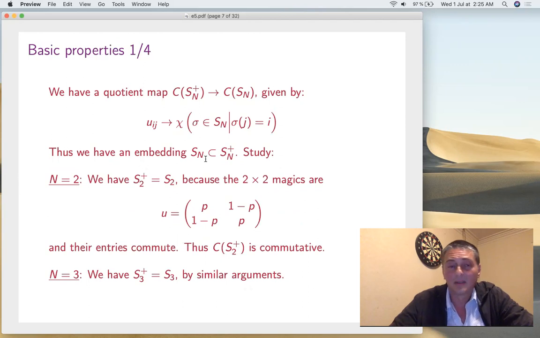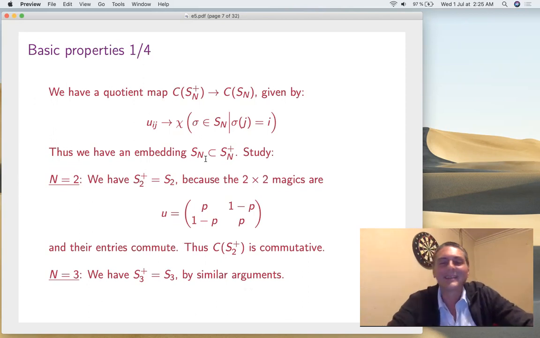Okay, now let's go to some basic properties. So first, do these beasts really exist? I mean, maybe we're just wrong and Sn plus equals Sn, right? That's not clear. We have to check it. Well, we have a quotient map, of course. So we have an embedding now. Is this an isomorphism or not?